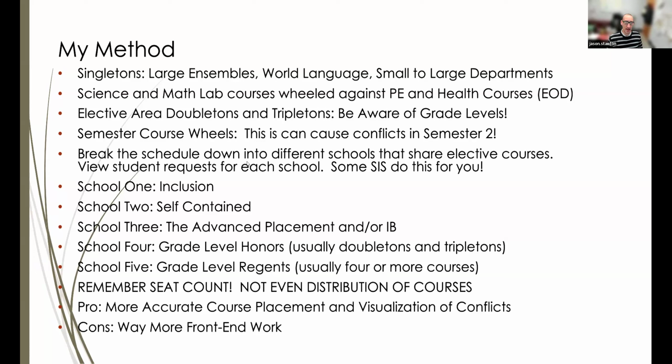Then I break the schedule down into different schools that share elective courses. So I've placed my elective courses, I've placed my doubletons, my tripletons, I've placed everything. And I view it now as there's all these different schools in my building, and they're going to share these elective courses. So the first school that I build is inclusion. They have to usually get access to certain singletons, doubletons, tripletons. Then I build my self-contained courses second.